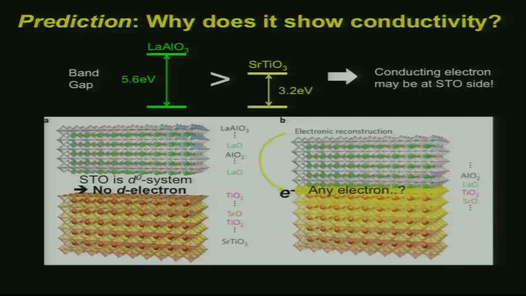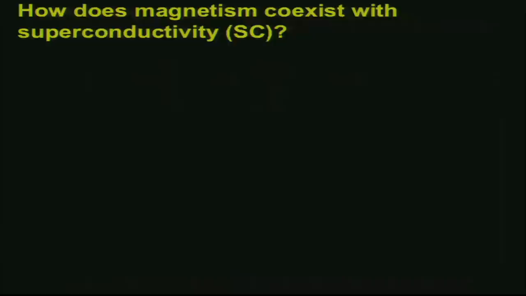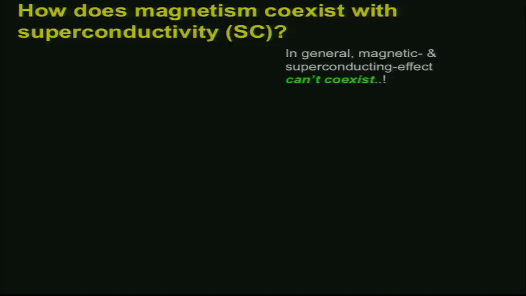So, okay, easy way, let's prove that. It shows the conductivity or additional electron of the titanium interface or not. And also another thing is it shows the ferromagnetism as well. But in general, ferromagnetism cannot coexist with the superconductivity. Because this is basically the Meissner effect.